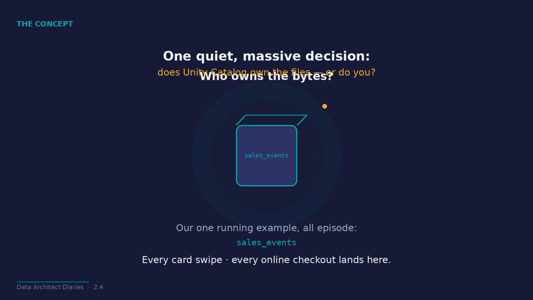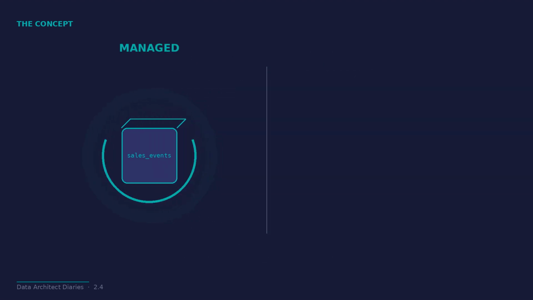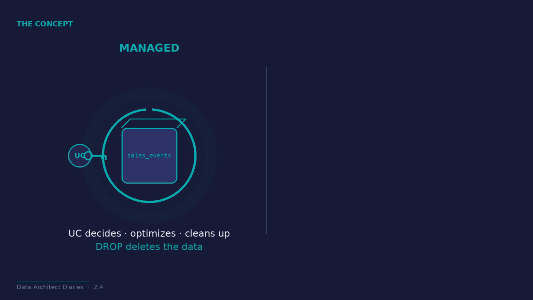Now, when you create a table in Unity Catalog, you are making a quiet but massive decision. You are deciding: does Unity Catalog own the physical files, or do I? If it's a managed table, Unity Catalog decides where the bytes live, optimizes them for you, cleans them up, and importantly, deletes them when you drop the table. You are handing the keys to Unity Catalog.